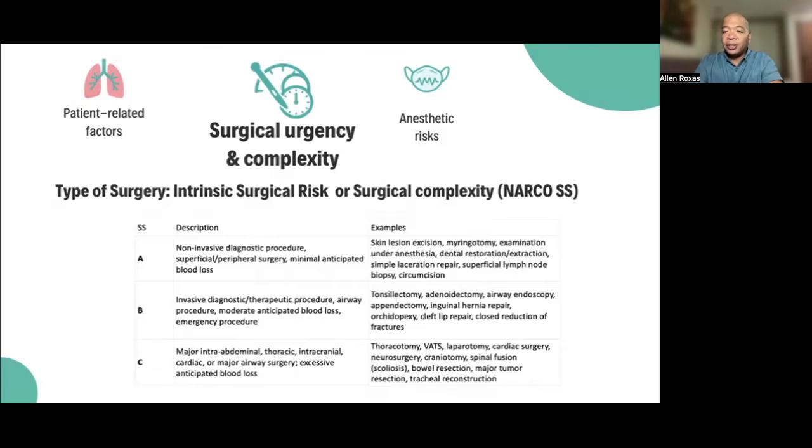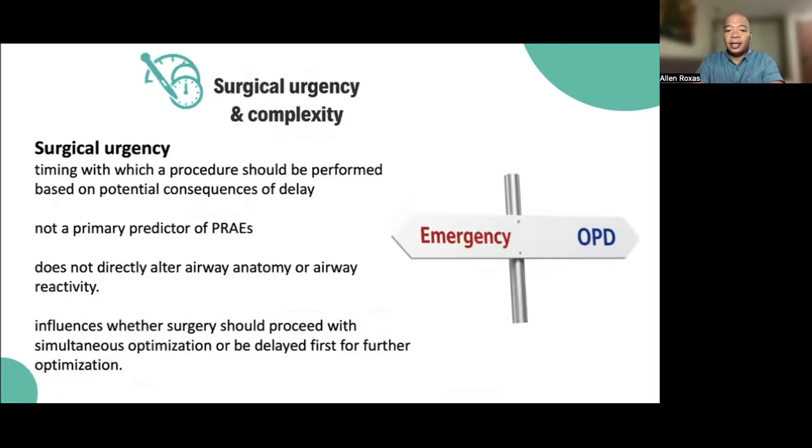So it is categorized into three. Category A procedures are generally minor or those that are peripheral or superficial in nature. Category B procedures involve greater airway manipulation or moderate physiologic stress. Category C procedures include major thoracic, abdominal, neurosurgical, and airway procedures. So, as surgical severity increases according to category, the risk for respiratory complications would also increase.